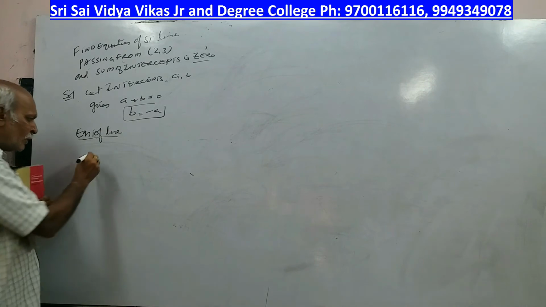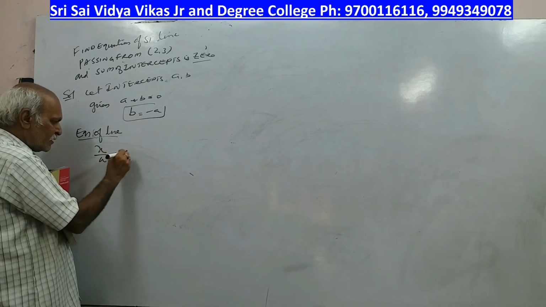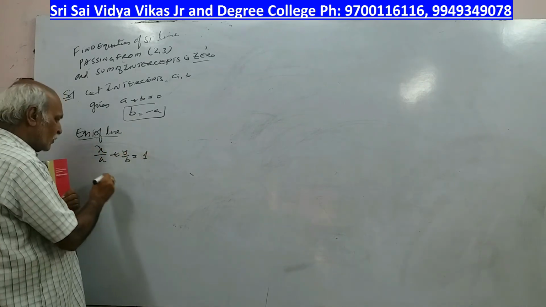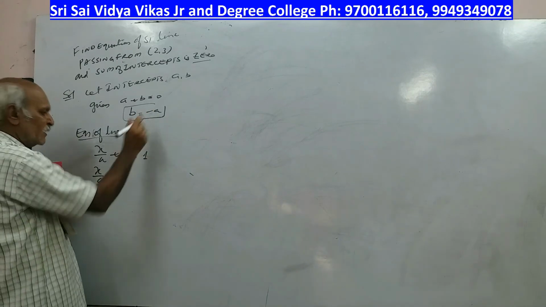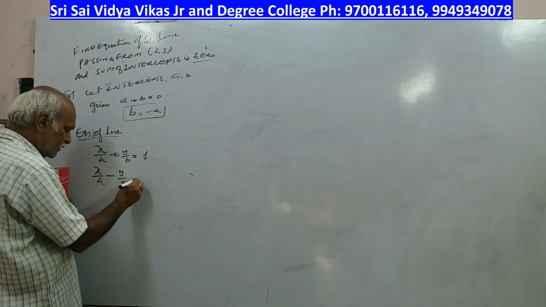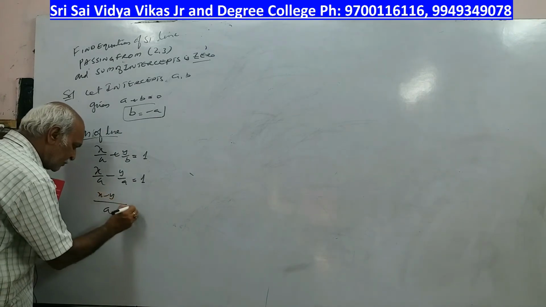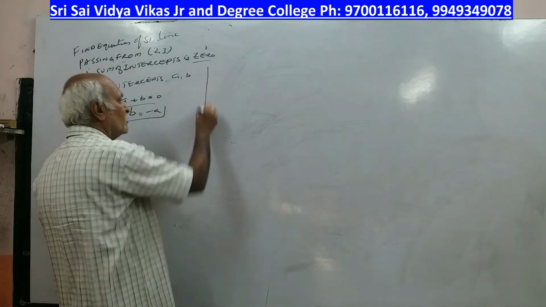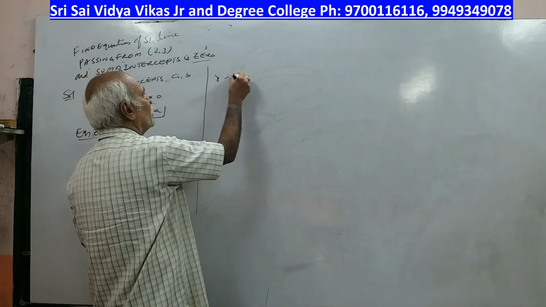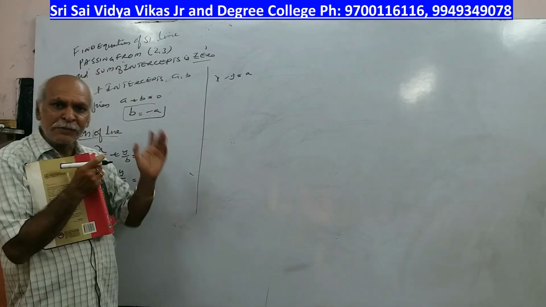Equation of the line. Formula is what, sir? x by a plus y by b is equal to 1. So x by a, b value is minus a, so x by a minus y by a is equal to 1. So LCM is a, x minus y is equal to a. Therefore, x minus y is equal to a.